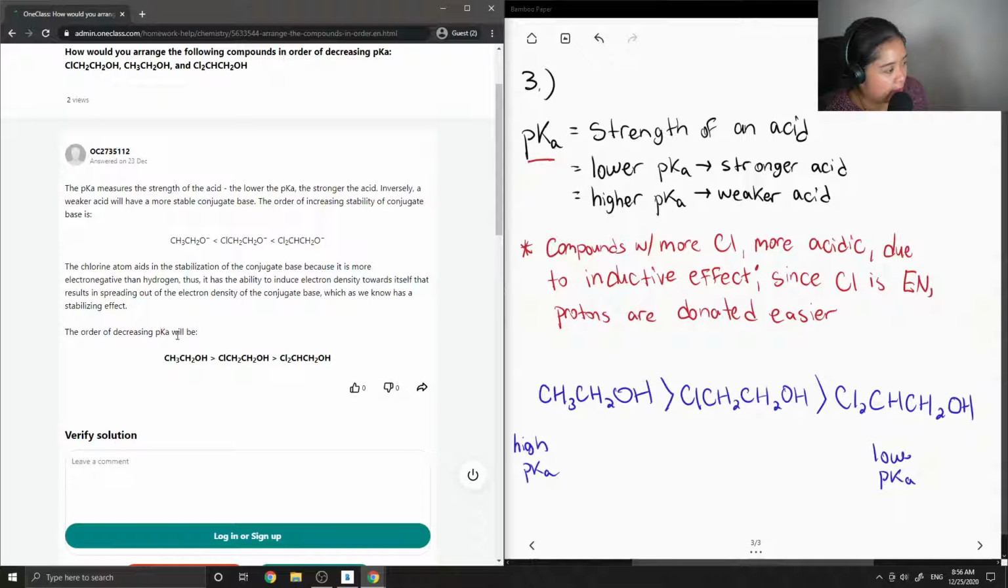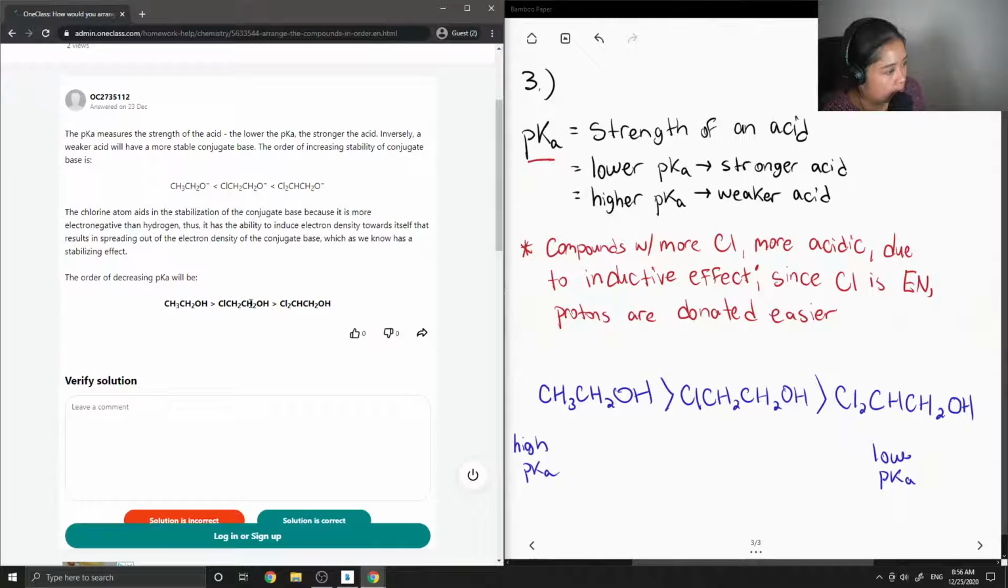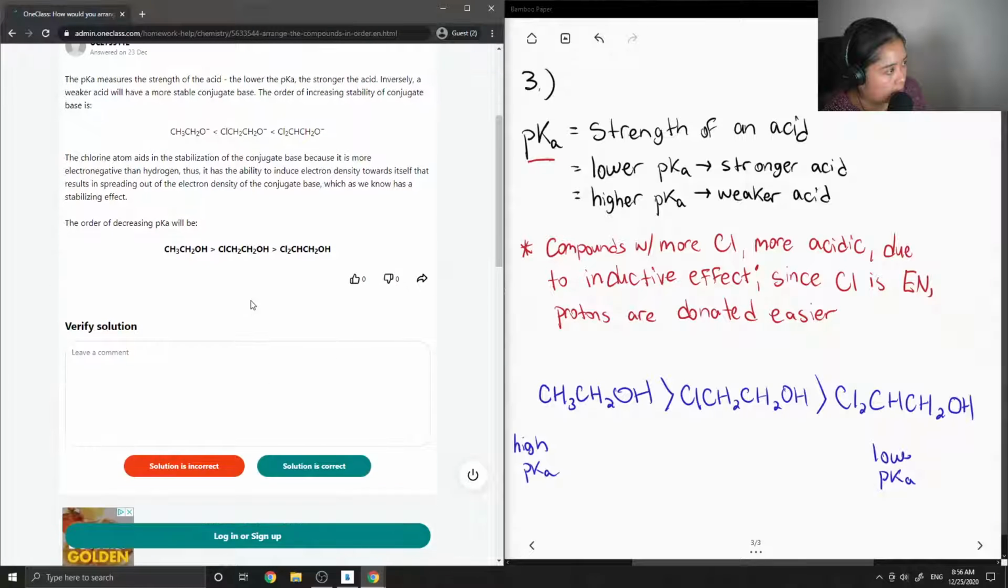The order of decreasing pKa would be the following. Yep, so it's the same order I have as well. I'm just trying to read the description. Okay, so the solution is correct. I'll just also mention the inductive effect.